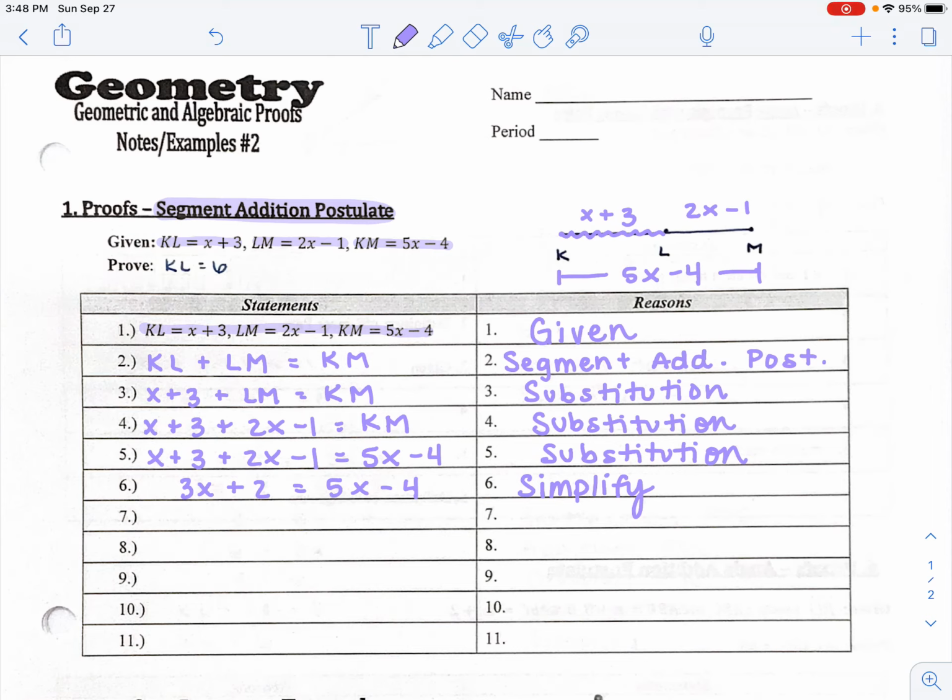All right, now we got to solve for x. Looking here, let's subtract that 3x from both sides. So we're going to move that 3x over. So on the left-hand side, I'm going to have 2 left over. I have 5x minus that 3x, which should give me 2x. What I did there, I subtracted something, right? So that's going to be the subtraction property of equality.